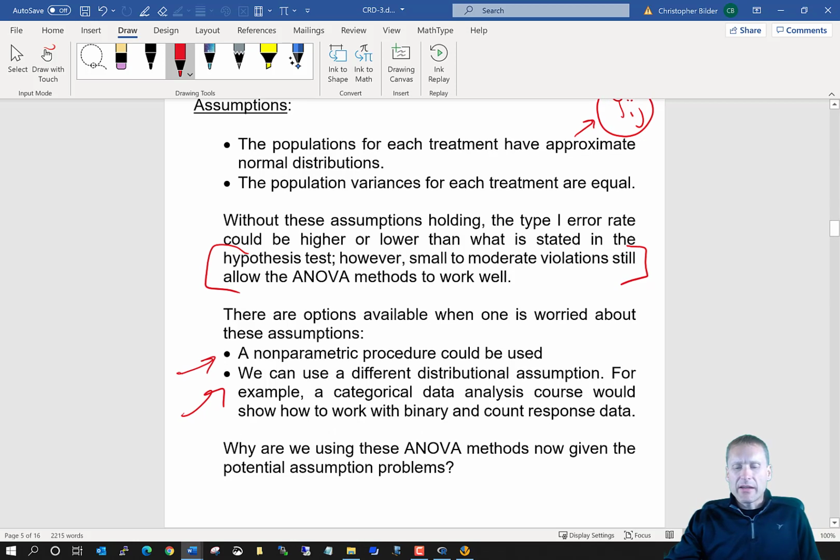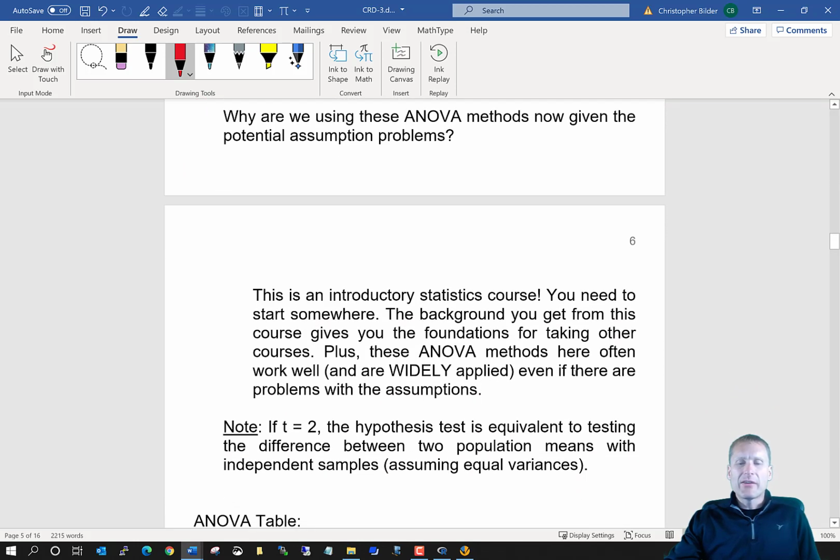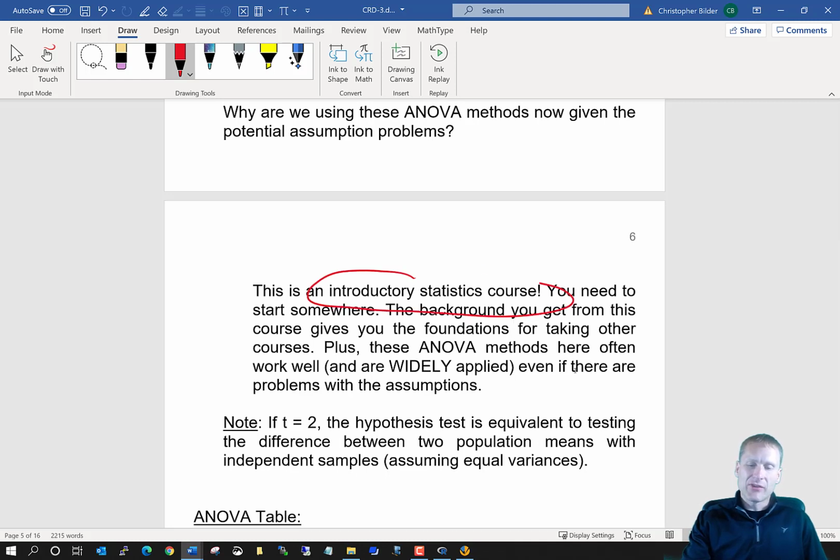So why are we using these ANOVA methods that I've been presenting to you, given the potential assumption problems? Well, we've got to start somewhere. This is an introductory statistics course. The methods that we are talking about here work well in many different situations. If you find this stuff interesting, take some more stat courses. There are often whole semesters on non-parametric statistics that one could take. Those courses can allow you to see how to approach the problem in a different way if needed.